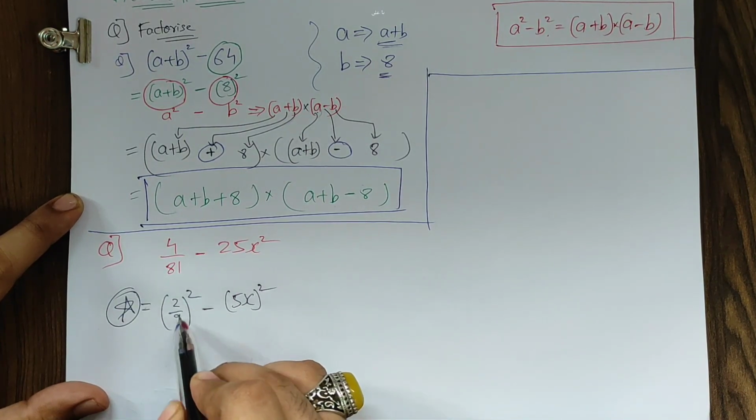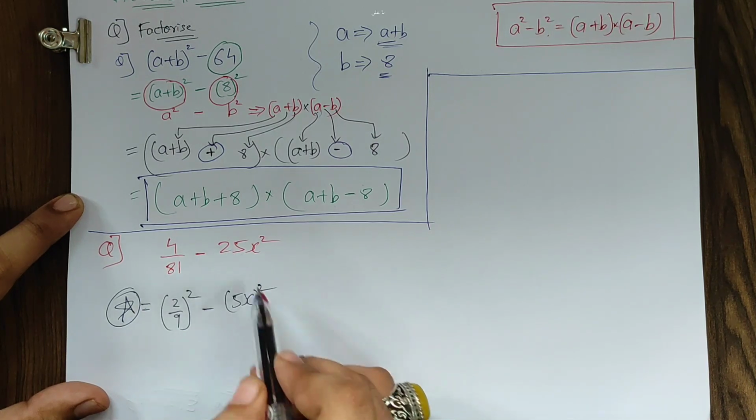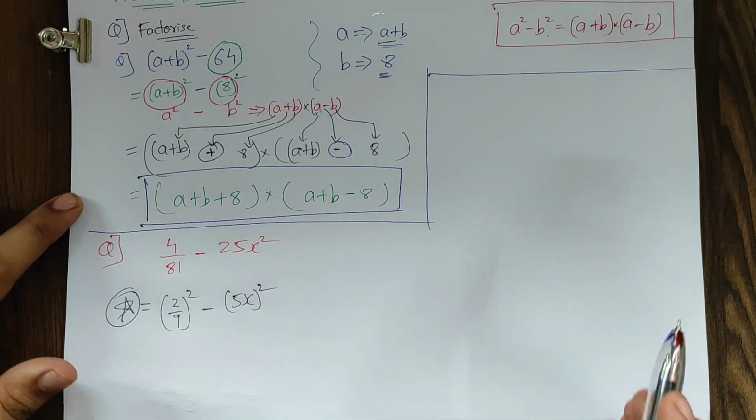The square will go on both. So 2 का square 4, 9 का square 81. Square will go on both. 5 का square 25, x का square x square. In between, minus as it is.